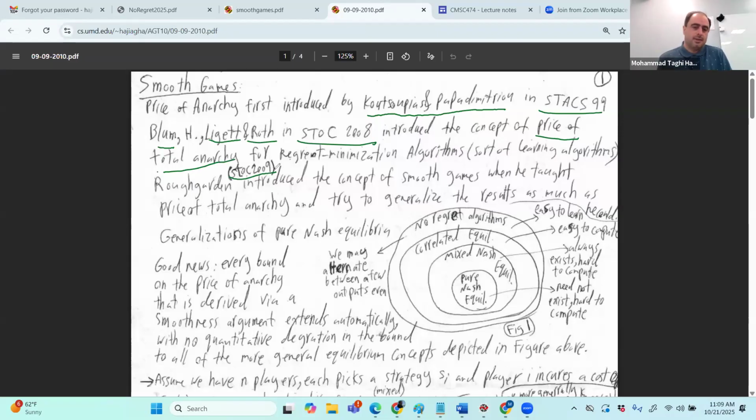And you can see that when you are in a Nash equilibrium, in terms of regret, there would be no regret at that time. So Nash equilibrium is a special case of these no regret algorithms.